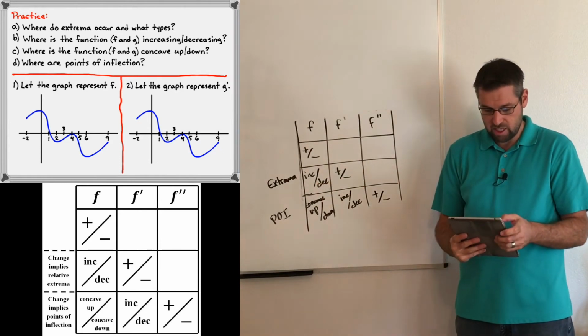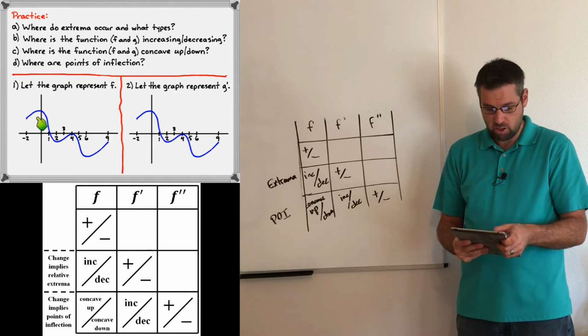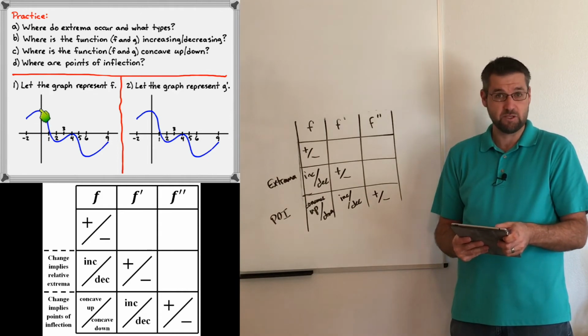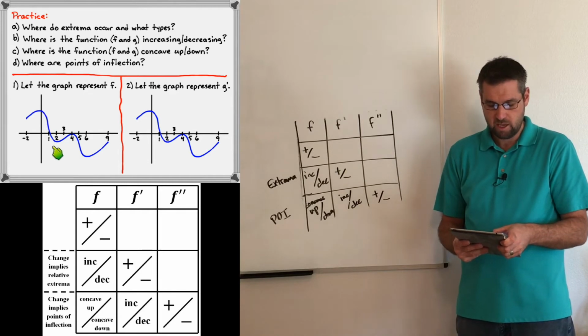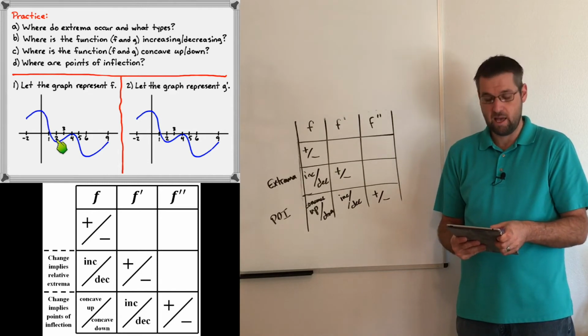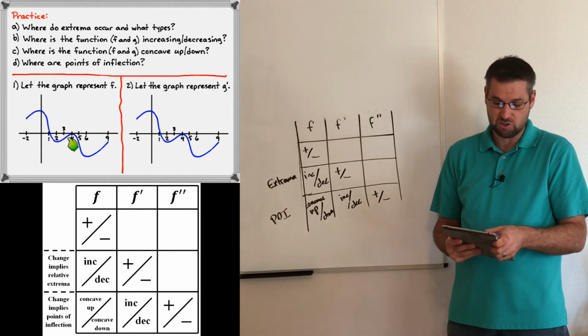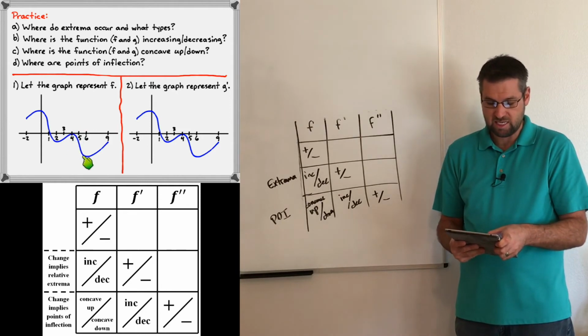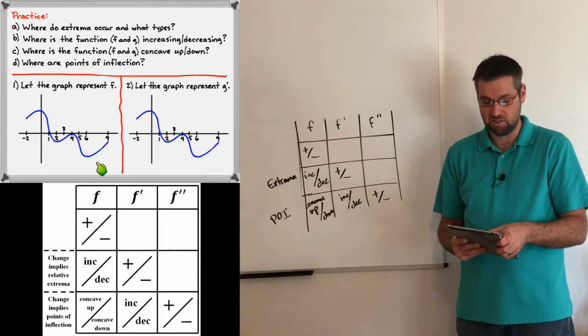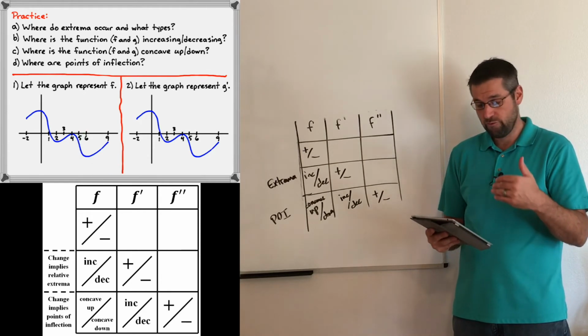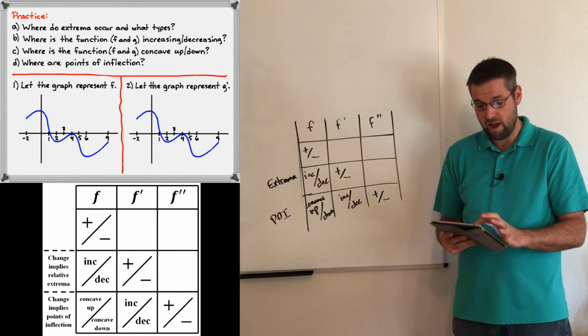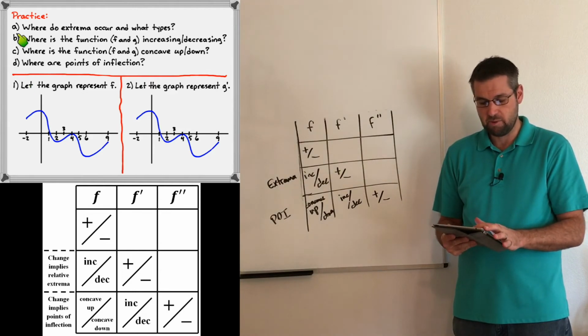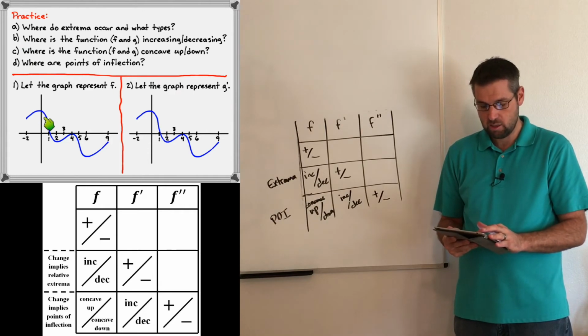We can see pretty easily here that extrema occur at 0 because f is changing from increasing to decreasing, at 2 because f is changing from decreasing to increasing, at 4 because f is changing from increasing to decreasing, and at 6 because f is changing from decreasing to increasing. So for question A, looking at the graph of f, we can see extrema here, here, here, and here.